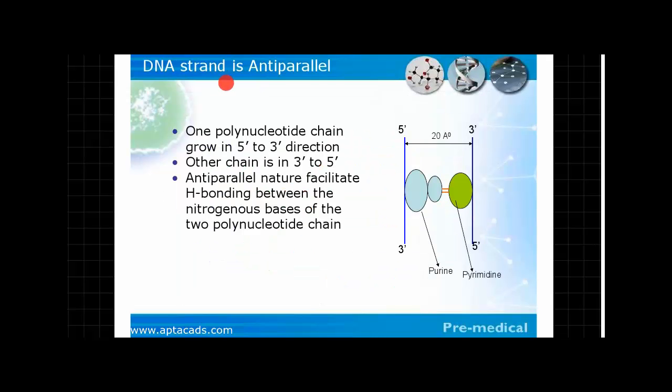Now the DNA strand is antiparallel. Why is it antiparallel? Because one chain is going 5' to 3' and another chain is going 3' to 5'. The chain grows in such a manner because it facilitates the formation of H bonding between the nitrogenous bases. So that is why we call the DNA strand antiparallel.